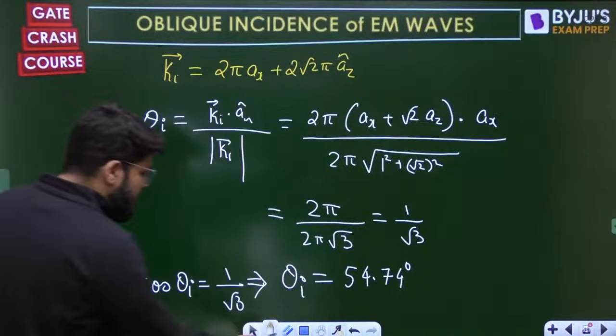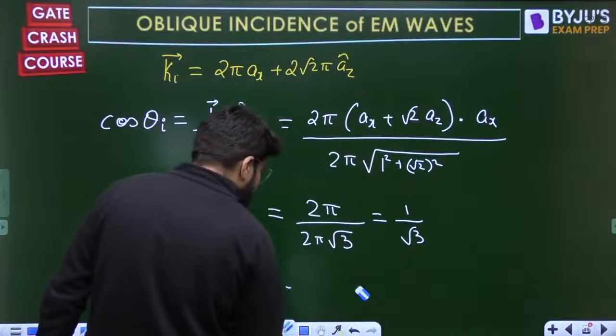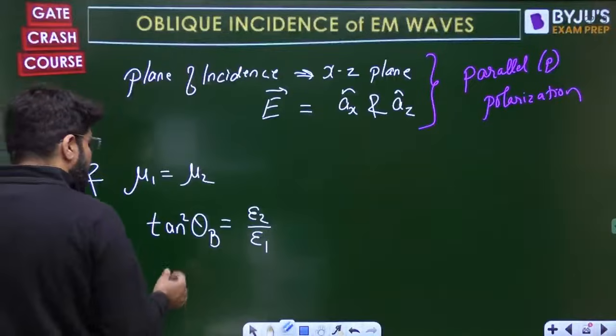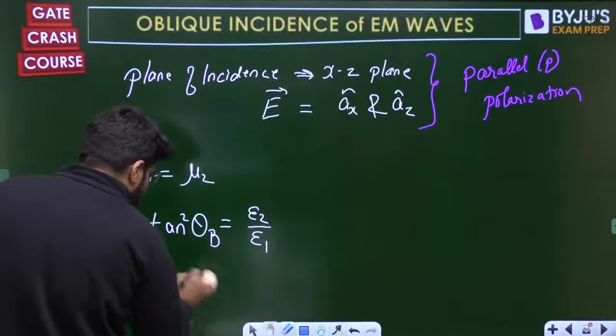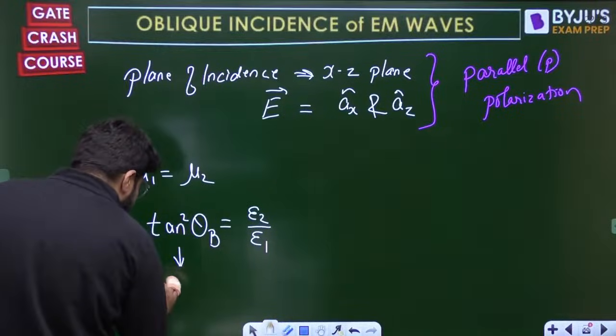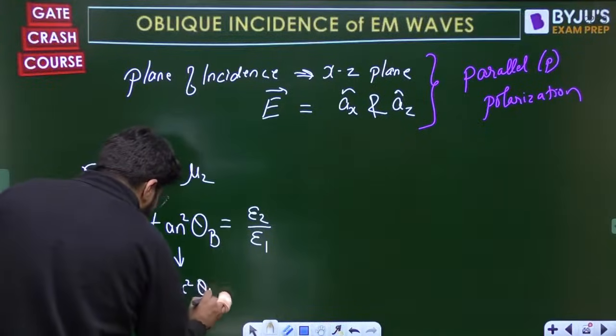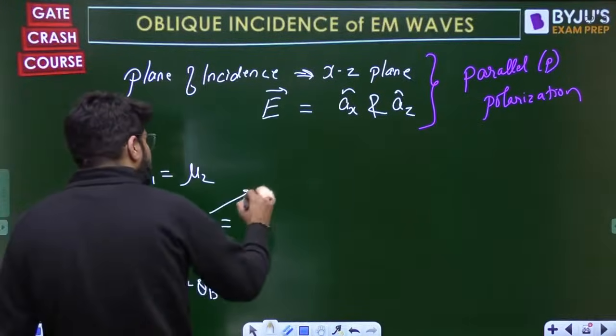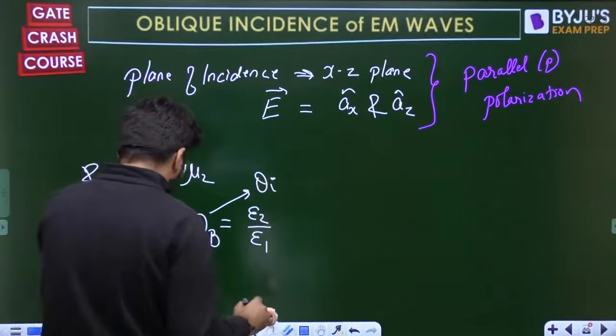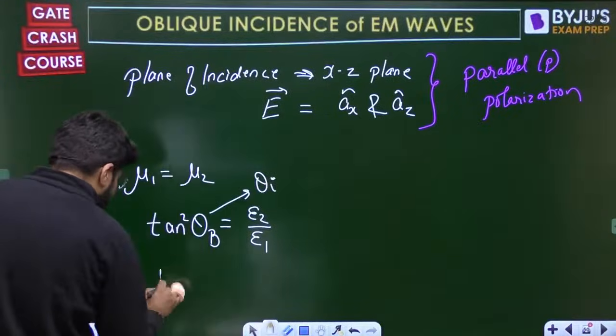So tan square theta B, what is tan square? Then no need to calculate theta I. Okay, but why you don't need to calculate? Tan square theta is also given by the formula sec square theta minus 1. What is theta B? That is theta I actually. Theta B will be theta I, right?